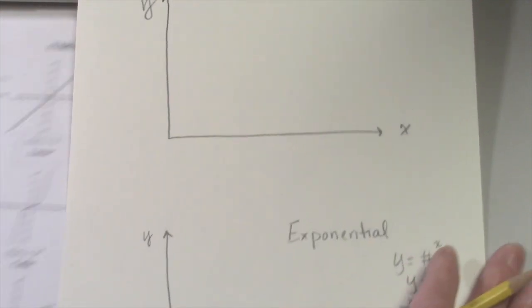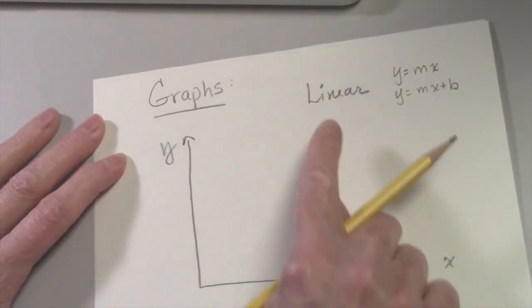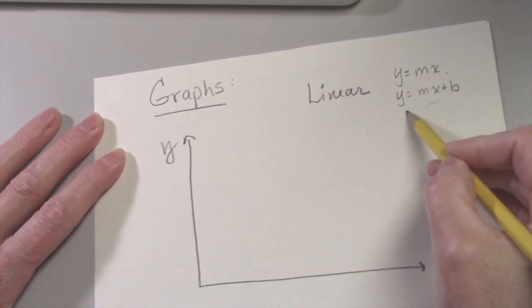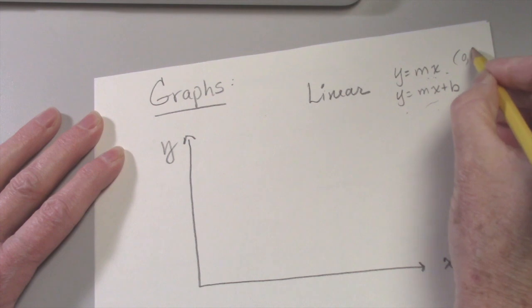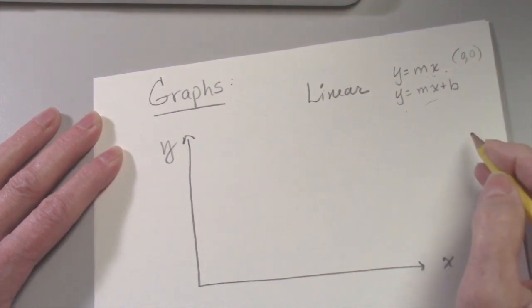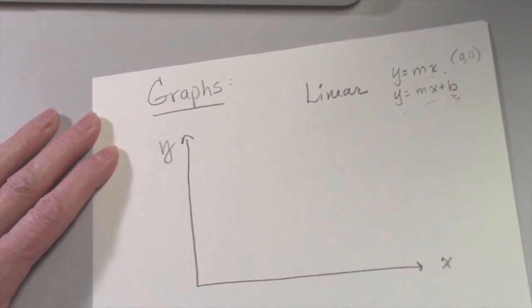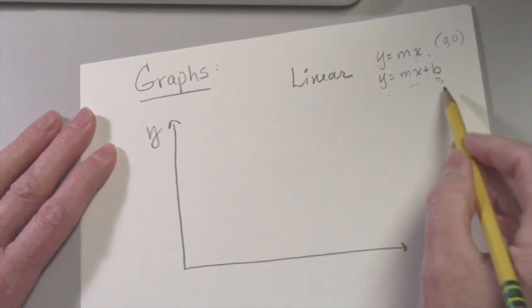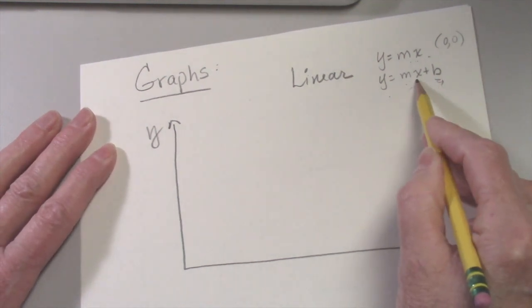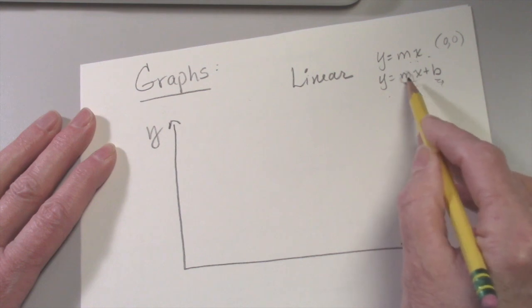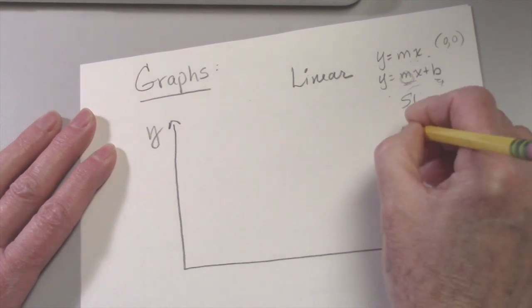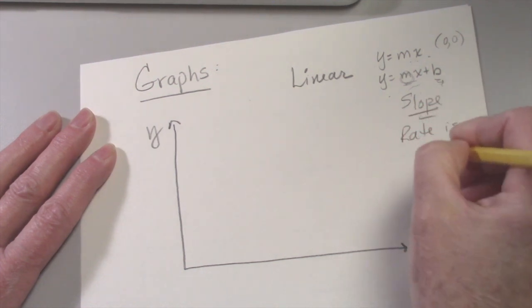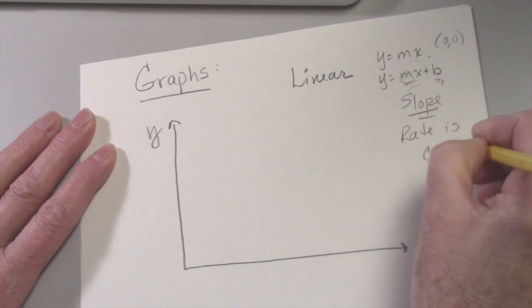Okay, so let's do a quick review of basic graphs. So again, the linear function: y equals mx and y equals mx plus b. Y equals mx starts at 0, 0, right? It goes through the origin, where y equals mx plus b will, now that you've done unit 4 for sure, the b is the y-intercept, and it starts there, and the rate of change is constant. The slope is that rate of change, that letter m, and that rate is constant. Okay, so that's why it makes that straight line.